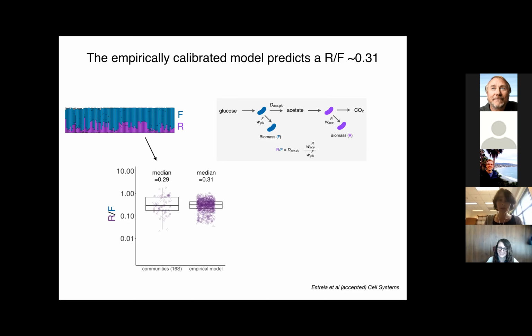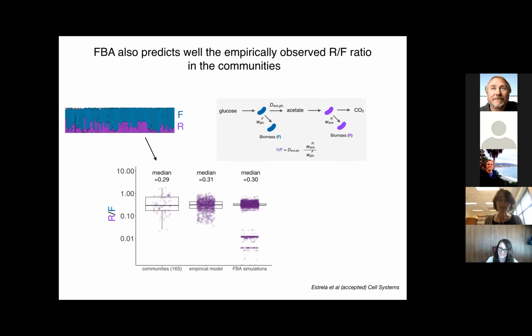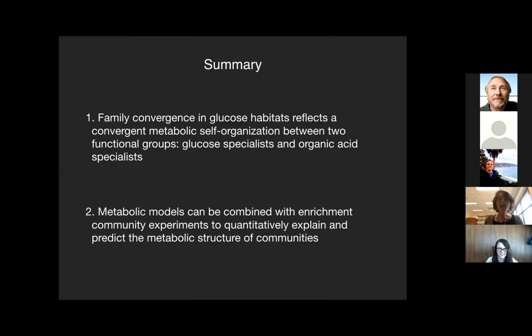which is very close to the experimentally observed ratio of 0.29. We also estimated this ratio using flux balance analysis, by estimating these parameters using a library of published genome scale models for close to 70 Pseudomonas and close to 60 Enterobacteriaceae strains. And we again find a very similar RF ratio. So just to summarize what I've shown you today: family convergence in glucose habitats reflects a convergent metabolic self-organization between two functional groups, glucose specialists and organic acid specialists, and simple metabolic models can be combined with enrichment community experiments to predict and explain the metabolic structure of communities.